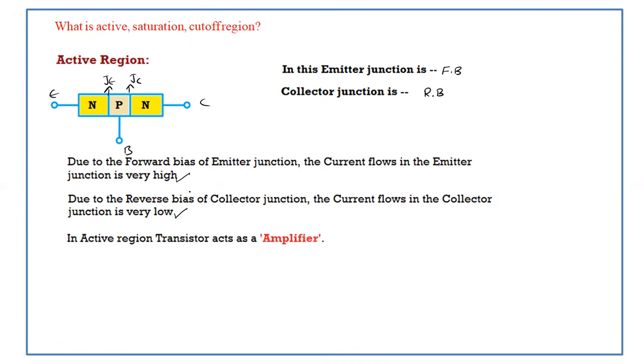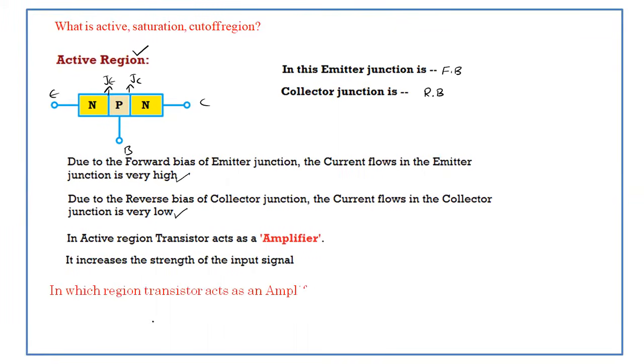In the active region, the transistor acts as an amplifier. An amplifier means increasing the strength of the input signal. In the active region only, the transistor acts as an amplifier. In which region does the transistor act as an amplifier? In the active region.